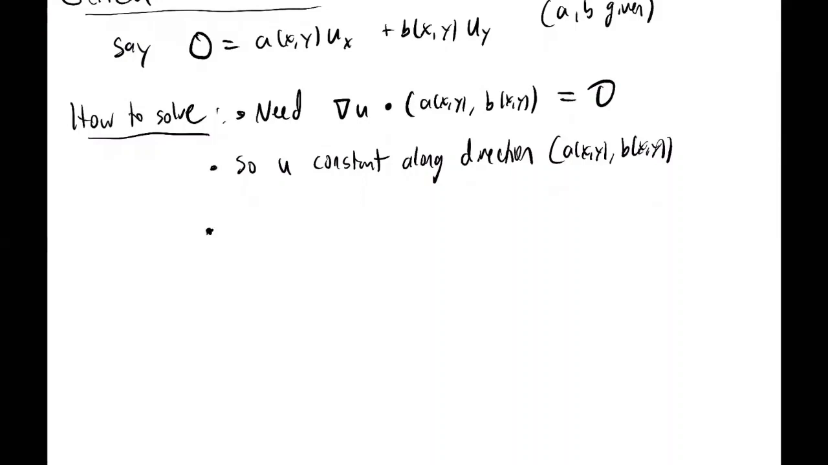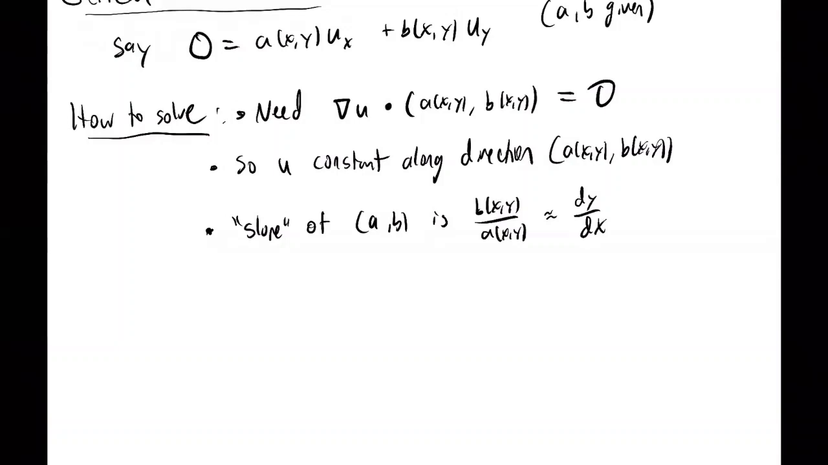Right, so let me write this as bullet points. Well, what does it mean that u is constant along this direction? It means that if I can find curves which have at each point this vector as their slope, then along those curves u has to be constant, right? And so the slope, well, what is the slope of this vector? Well, it's equal to b of x y over a of x y, right? And so this is the same thing as change in y over change in x, so this is like dy dx.